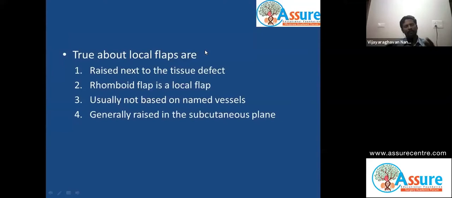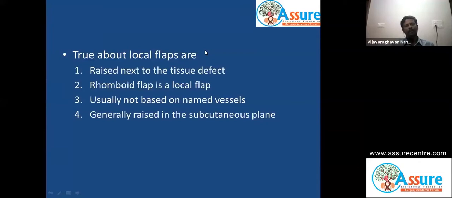So the same flap can be classified in different ways. For example, take a groin flap. Based on composition, it's a fasciocutaneous flap. Suppose I use the groin flap for a wound in the abdomen, it will be a local flap, immediately next to the wound. If I use it for an opposite side wound in the abdomen, it's a regional flap. If I use it for a defect in the hand, it is a distant flap, but it's the same groin flap, based on where the defect is. Suppose I ask whether it is a random flap or an axial flap. What is a random flap? A random flap is one which does not have a named blood vessel in it.